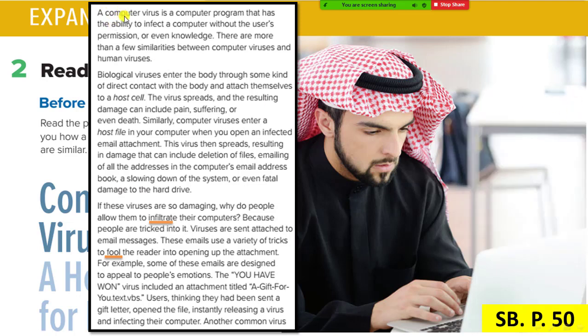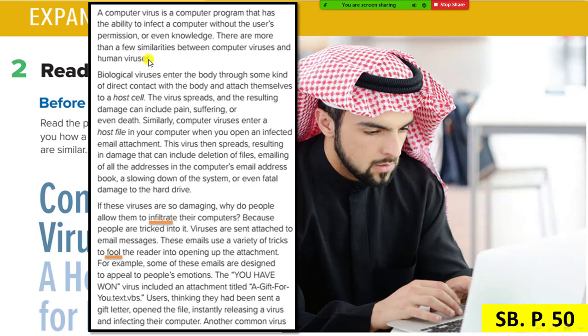Okay, I'll start. Computer viruses, a headache for humans. A computer virus is a computer program that has the ability to infect a computer without the user's permission or even knowledge. There are more than a few similarities between computer viruses and human viruses.